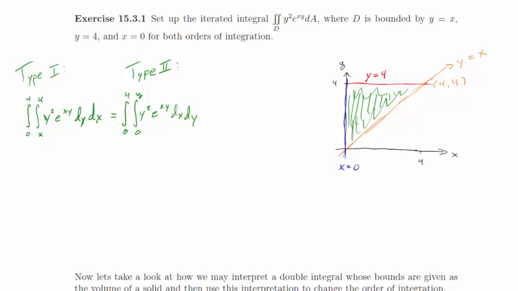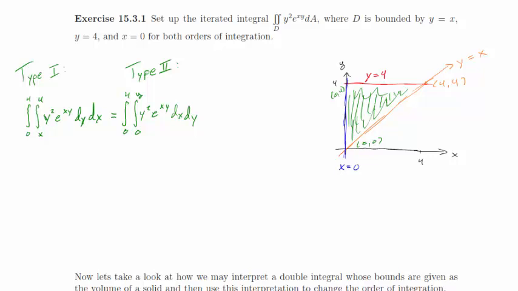We want the region inside between these three lines, so the volume above the triangle with the vertices (0, 0), (0, 4), and (4, 4). So we have that triangle. That's the region that we're integrating over, so we want the volume above this space, or below the space if we're underneath the xy plane.